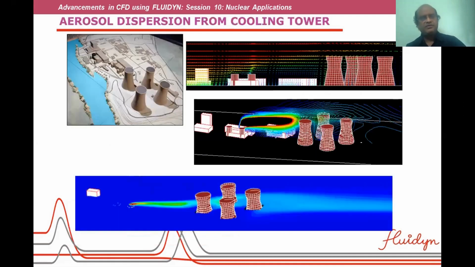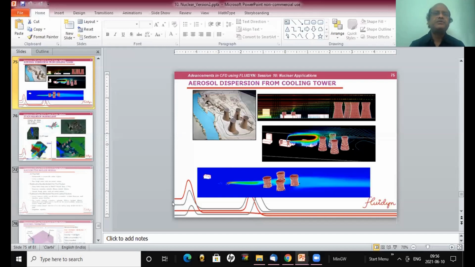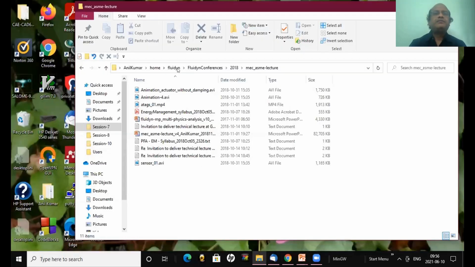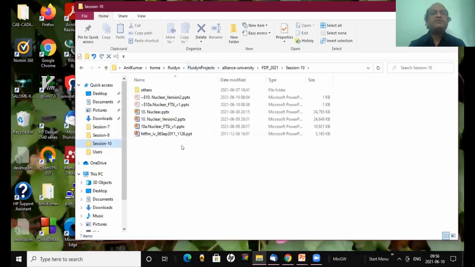Then we will see some of the case studies related to hydrogen management.